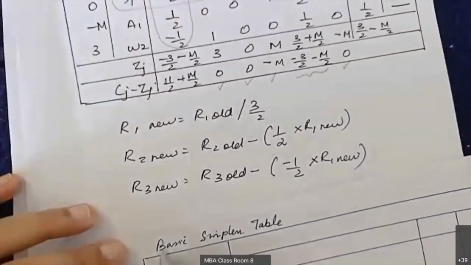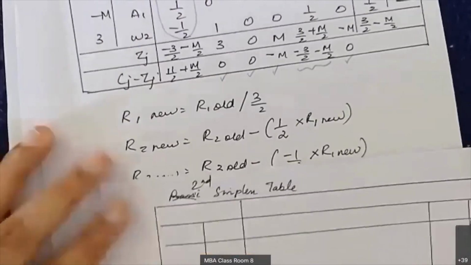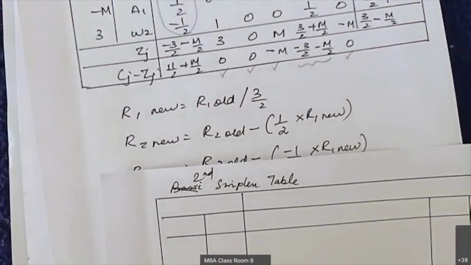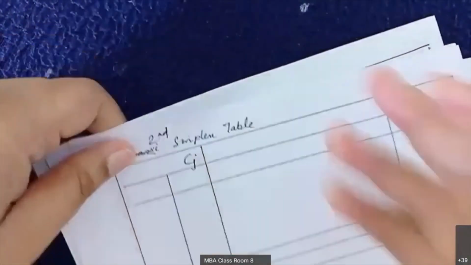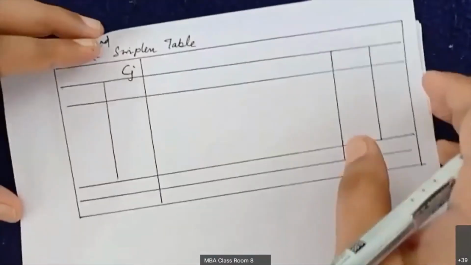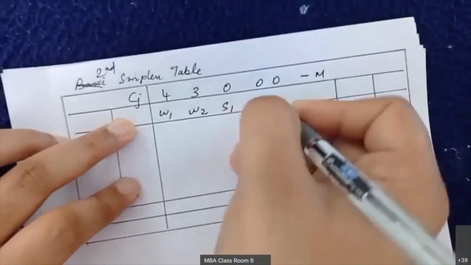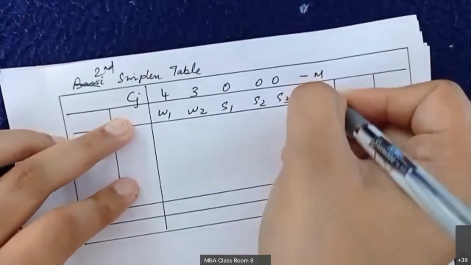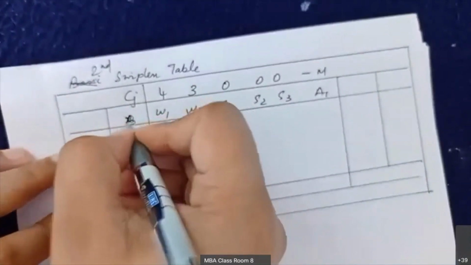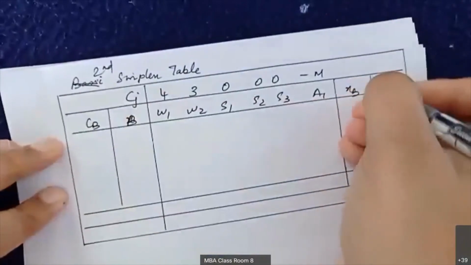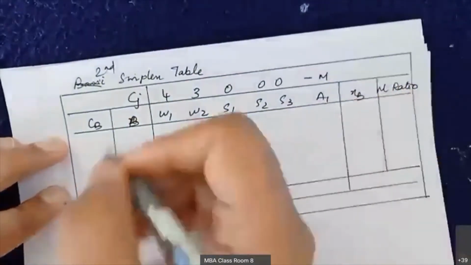This is the second iteration table, the second simplex table. I already have the values here, so I'll just take it down fast. Cj is going to remain the same. What are the coefficients of Cj? It is 4, 3, 0, 0, 0, and minus m. What are the variables? W1, W2, S1, S2, S3, and A1. Here it is B, this is CB, this is XB, and here we have the minimum ratio. I'll take down the values first.